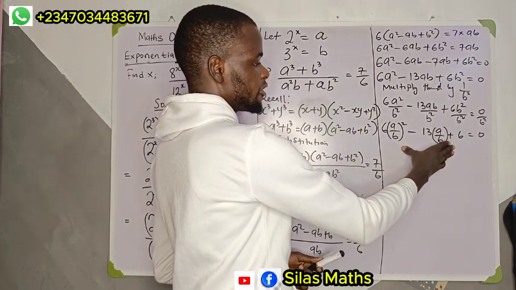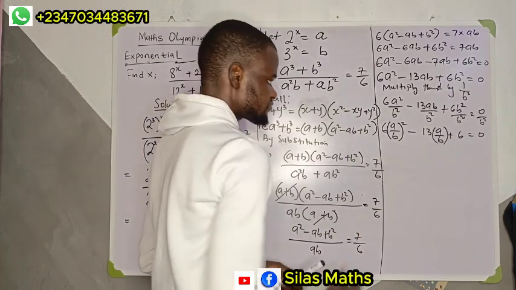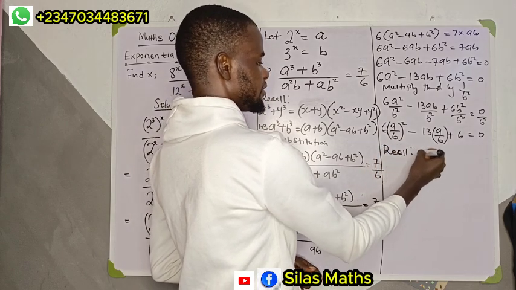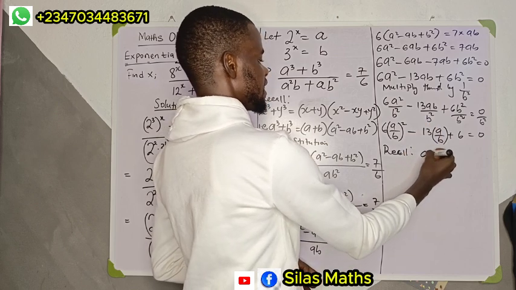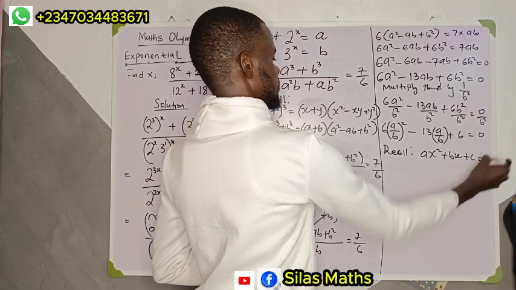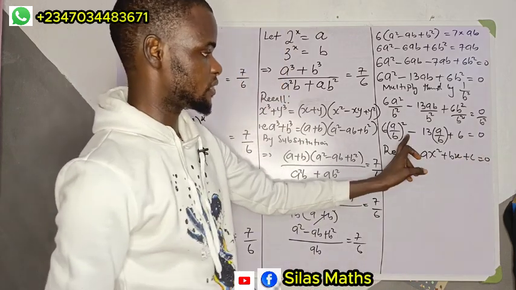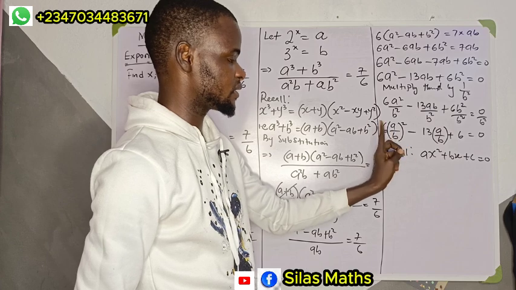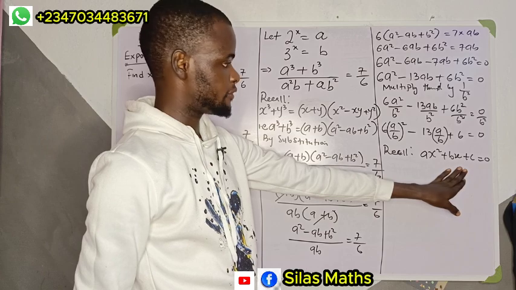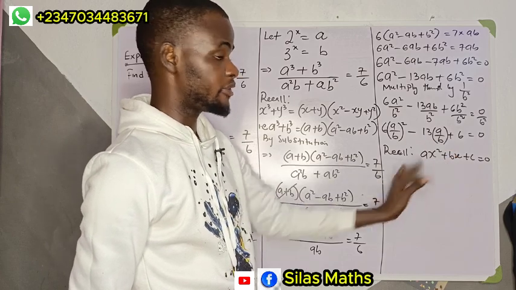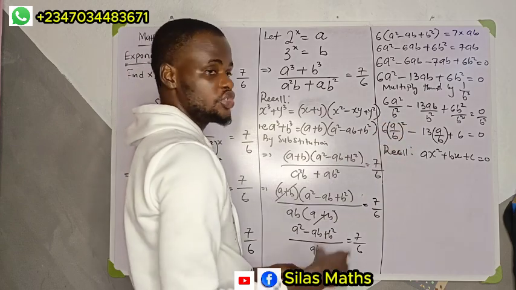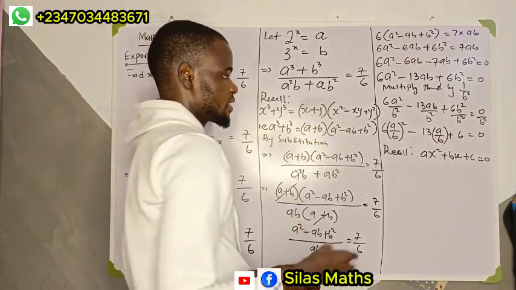So at this point, I have formed what we call the quadratic equation. Recall that we have the quadratic equation in this form: ax² plus bx plus c equal to 0. That's a form of quadratic equation. You can see, if you assume that this is just a single variable, this could be our x for this general form of quadratic equation. So remember what we are solving for: we want to solve for the value of a over b.